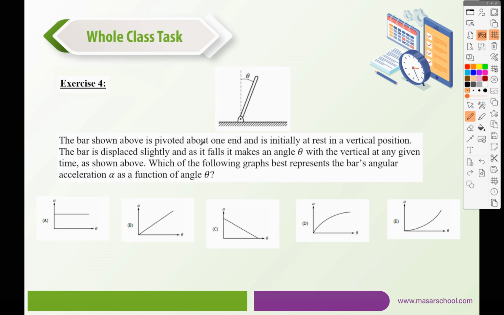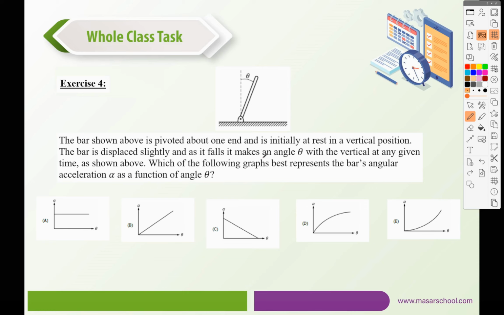Now exercise 4, the bar shown above is pivoted about one end and it's initially at rest in a vertical position. The bar is displaced slightly, and as it falls it makes an angle theta with the vertical at any given time as shown above. Which of the following graphs best represent the bar's angular acceleration alpha as function of the angle theta?